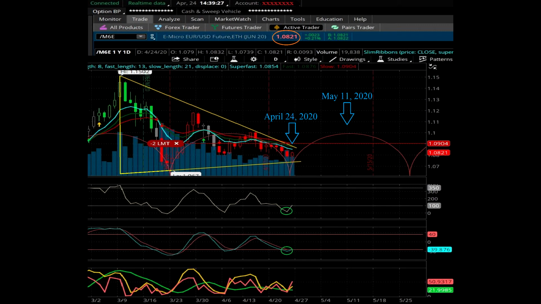Now, truth be told, this price could go lower, or it could just sit down there for a while and track sideways. Okay, but we believe we're near or at a bottom for this futures product.